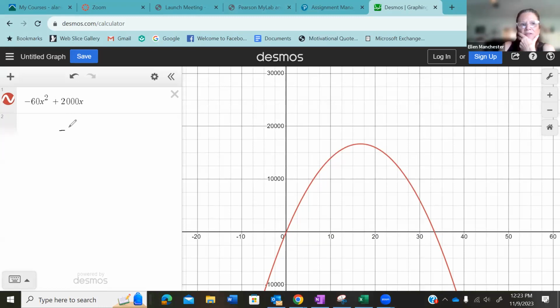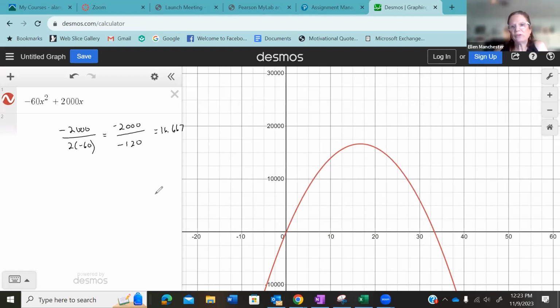So negative b over 2 times a. So I get negative 2,000 over negative 120. So I'm going to calculate this. Is 16.667. Okay. Yes. All right.